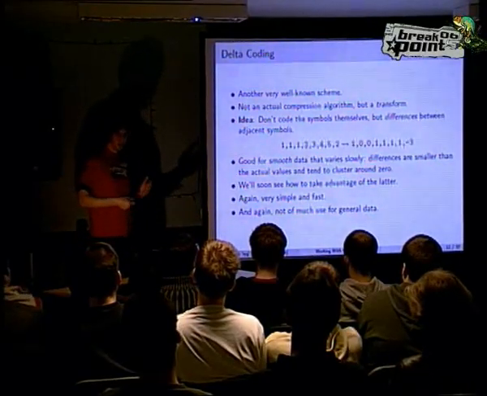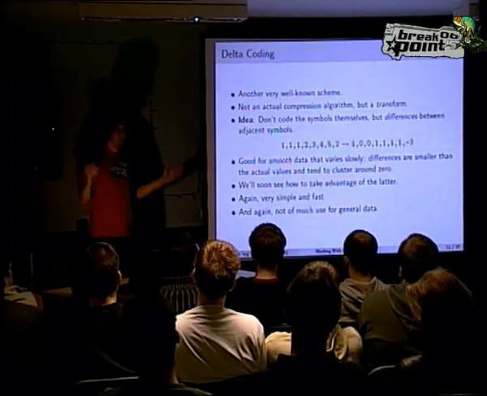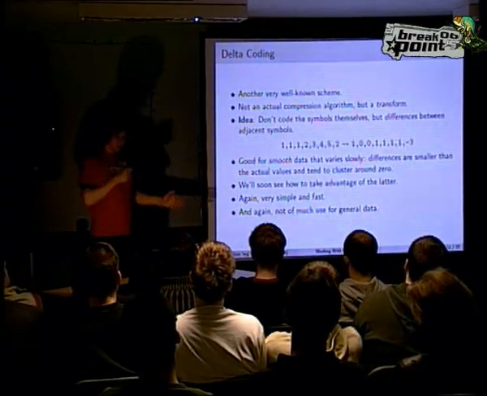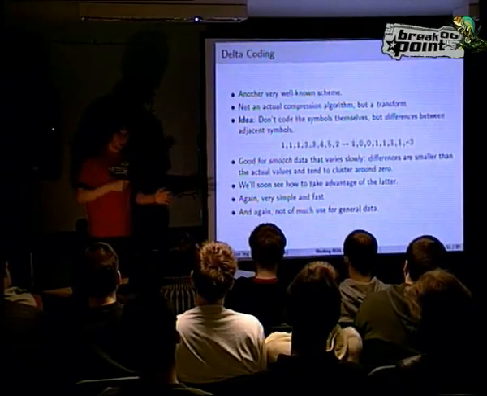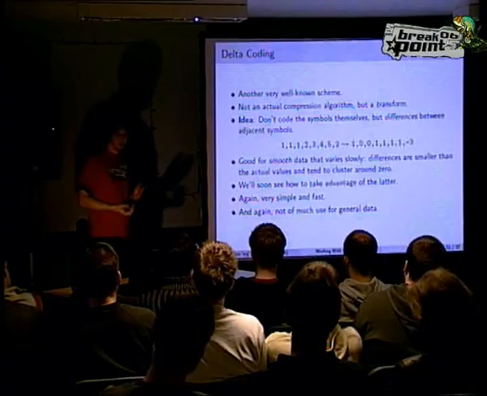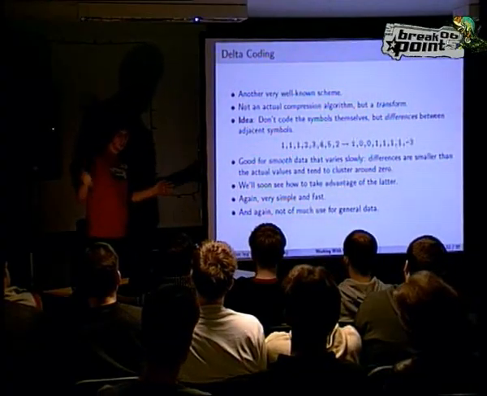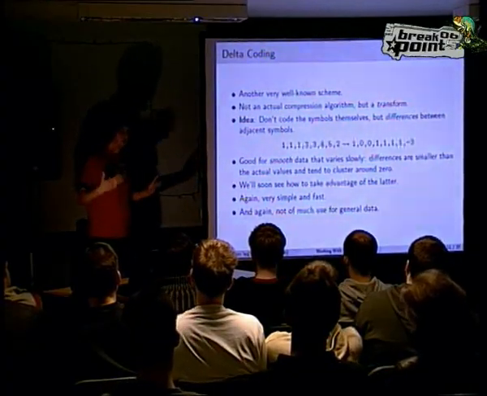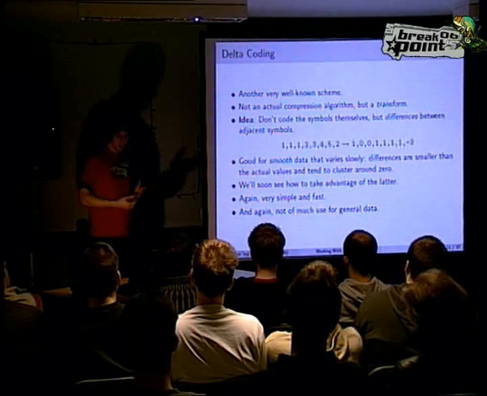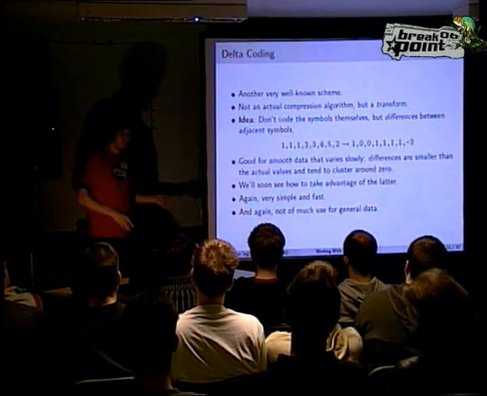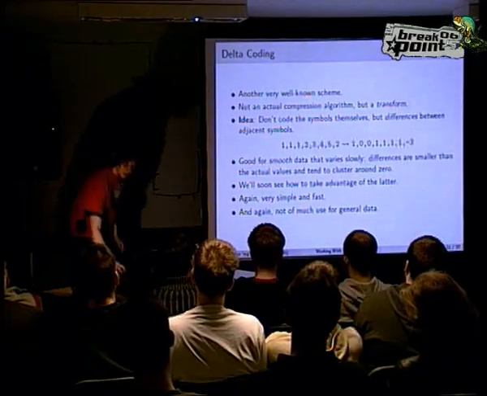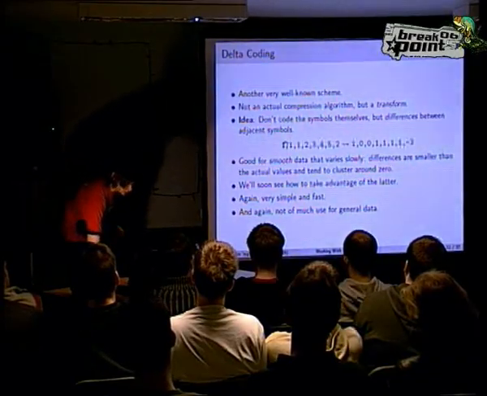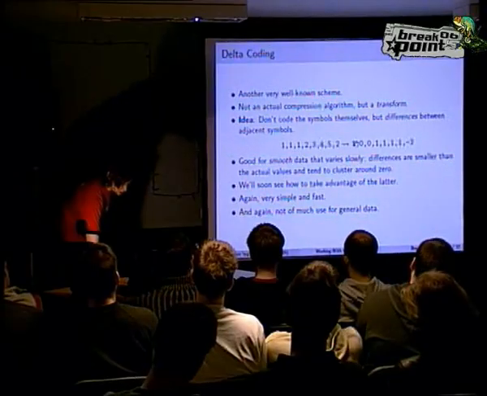So it doesn't try to make data actively smaller. It just changes the data in a reversible way in the hopes that you can compress it better afterwards. And what you do, assuming you have numerical data, like for example sound samples here, is you don't code the symbols themselves, but the differences between adjacent symbols. So the first symbol here would be a 1, because there's nothing in front of that. We just copy it over.